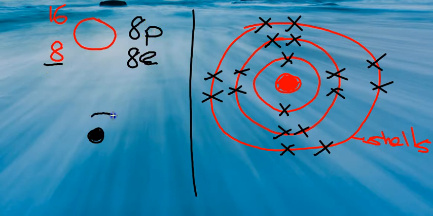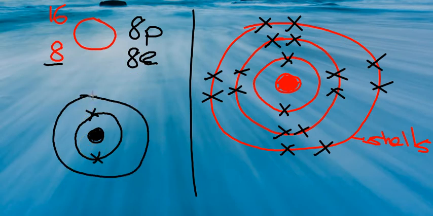So we draw the shells. First shell, there are 2 electrons. So 8 minus 2, we are left with 6. So the second shell can hold a maximum of 8 electrons, but since we only have 6, so we just draw 6 electrons. Okay, so these are the 6. This is how electrons are arranged in atoms.